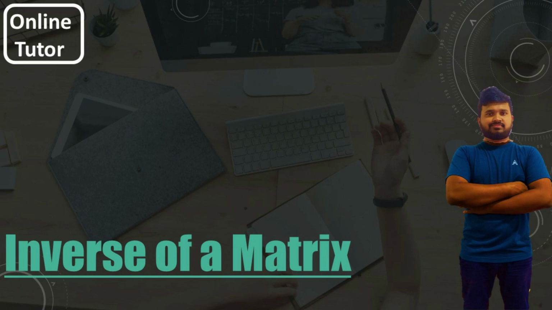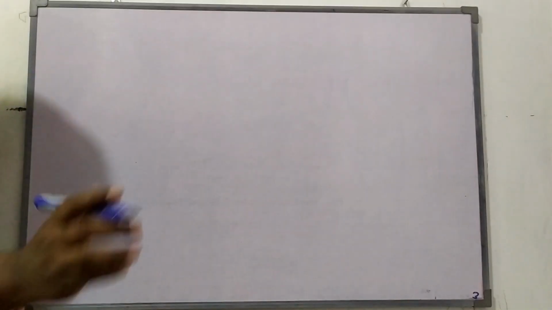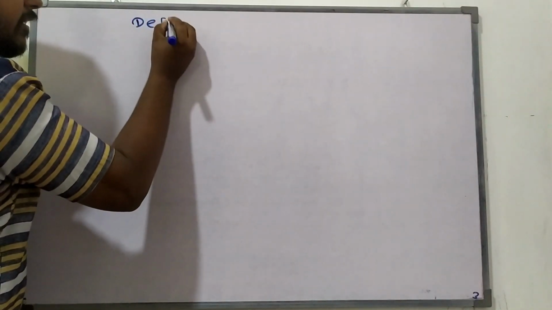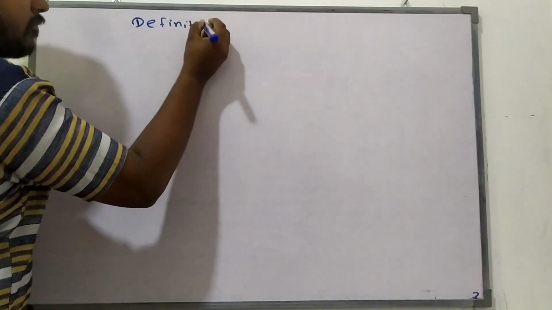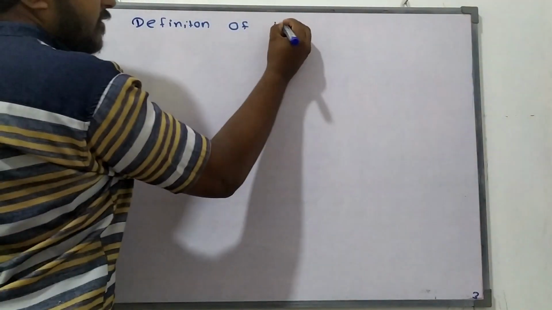Okay children, let's move to another important thing. This is the inverse of a matrix. What is the inverse of a matrix, right? So the inverse is a very important part in our matrix lesson, right? So assume the definition of an inverse matrix.